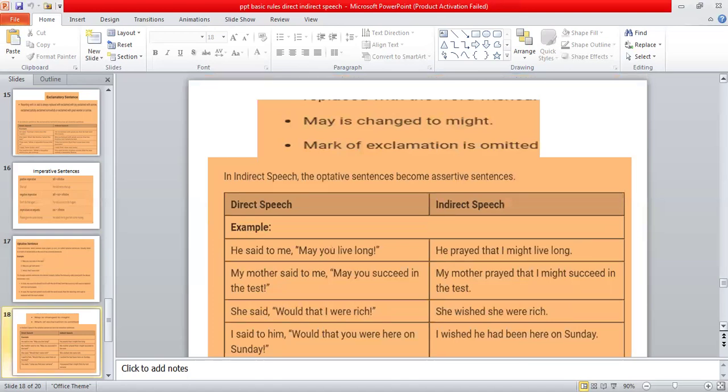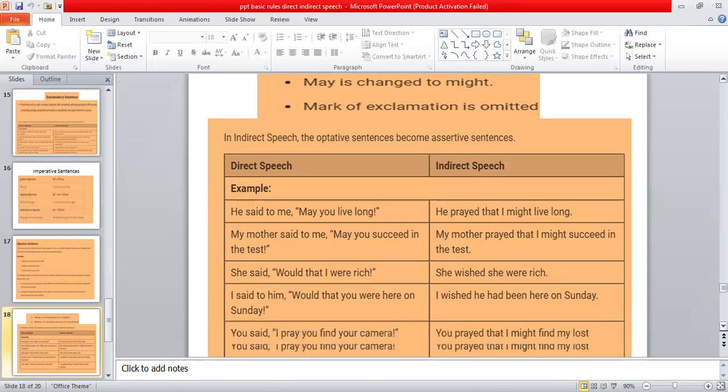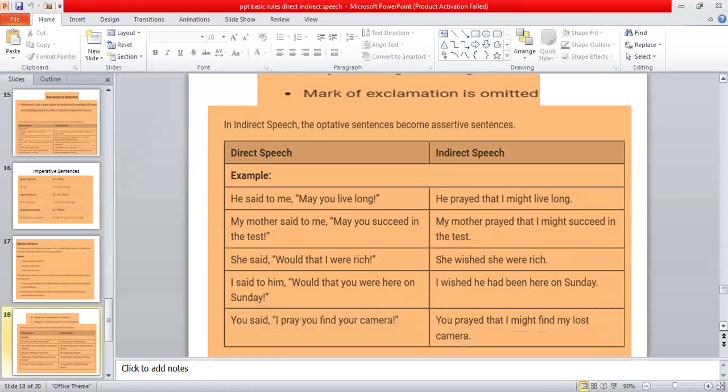The other rule is may is always changed into might and the mark of exclamation is omitted. When you change it from direct to indirect speech, there will be no mark of exclamation left. Rather, it will become a complete assertive sentence, a complete positive sentence, where you put a full stop by the end of the sentence. Now we have some sentences over here, so we can easily change them from direct to indirect speech.